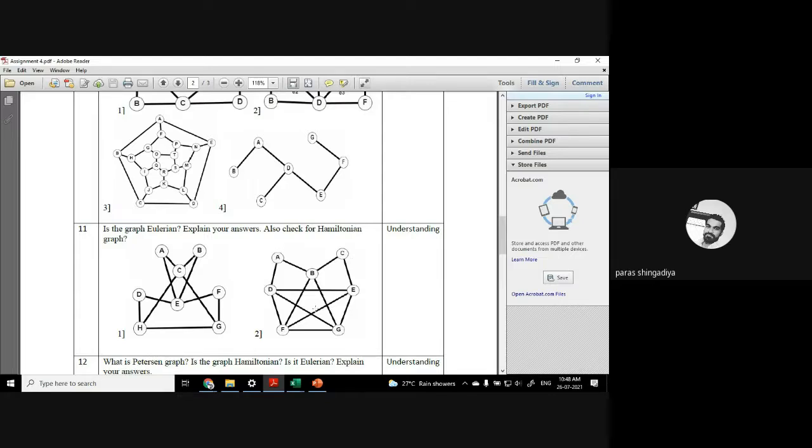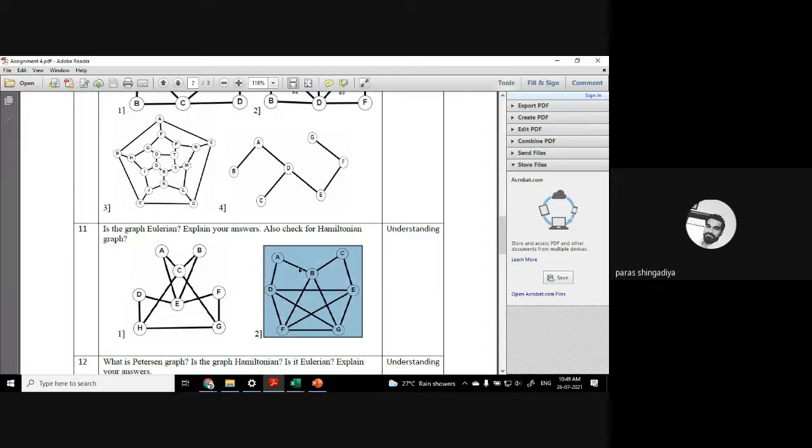So is it Euler graph? And you have to write the Eulerian cycle after that. Which path will you follow? A to B, B to C, D, E, G, F, D. D to G again, G to B, B to F, F to E, E to D, and D to A. That will be your Eulerian cycle.